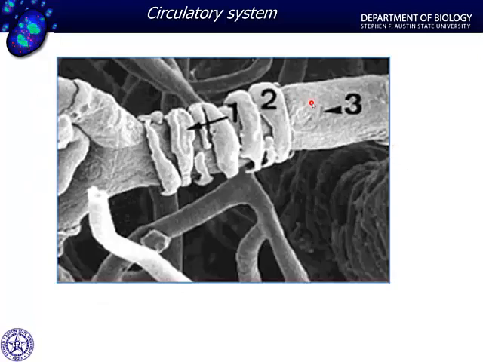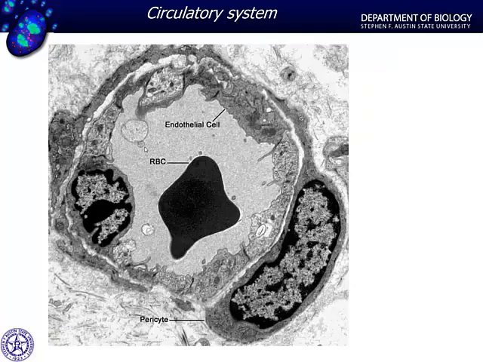In this scanning electron micrograph, we can see a capillary. These are our endothelial cells, and we have a couple of pericytes wrapping around that endothelium. In our transmission electron micrograph, again, we see an endothelial cell, and the luminal diameter is about the same as we see for a single red blood cell, and we have one cell on the outside.